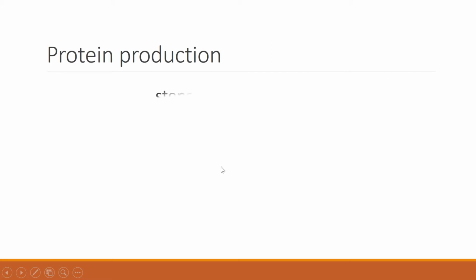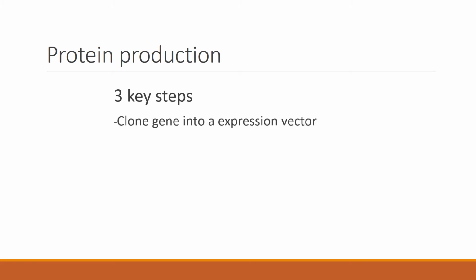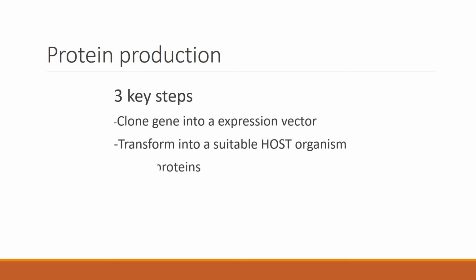There are three key steps to produce proteins. Firstly, we need to clone the gene into an expression vector and then transform that into a suitable host organism. Here it is a bacterial system, which will be illustrated in depth in the following video. Finally, we need the purified proteins.